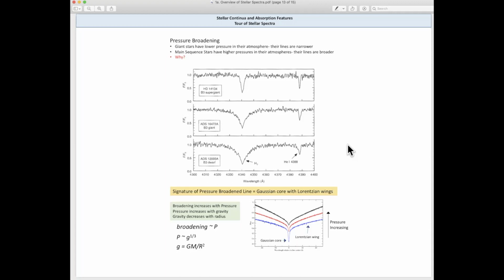Your dwarf, this is the H gamma line from hydrogen. Your dwarf has a very large equivalent width. We'll talk about what that is later, but has a large strength, and its wings kind of come out, you know, in this sort of strange upside down curvature. You see a similar situation with the B3 giant, and then when you get to the supergiant, those wings have basically disappeared and the line is narrower.